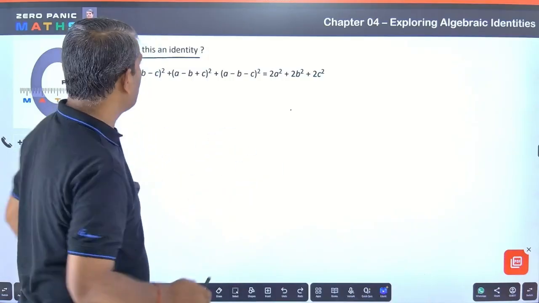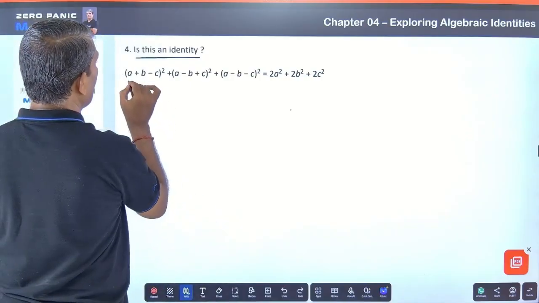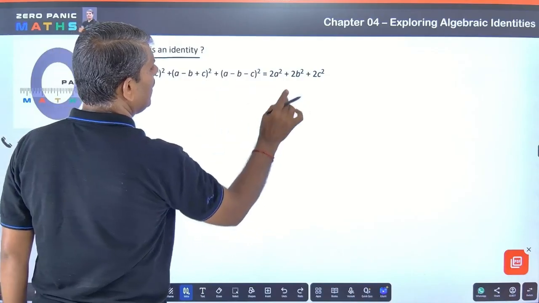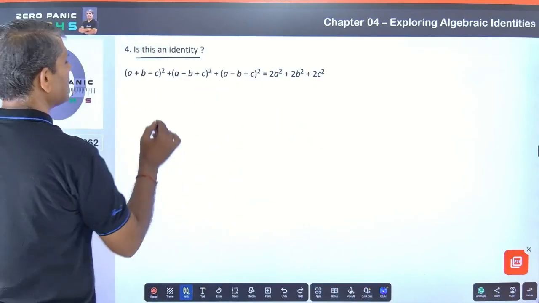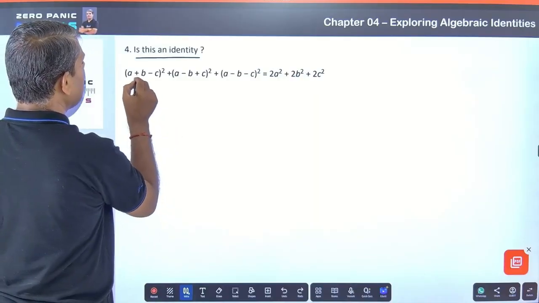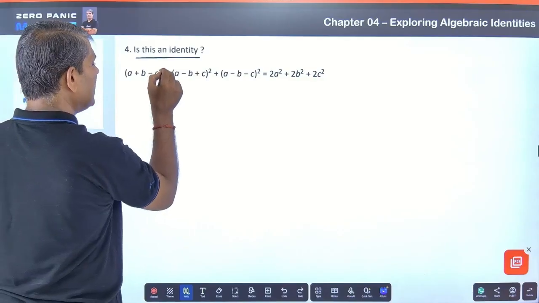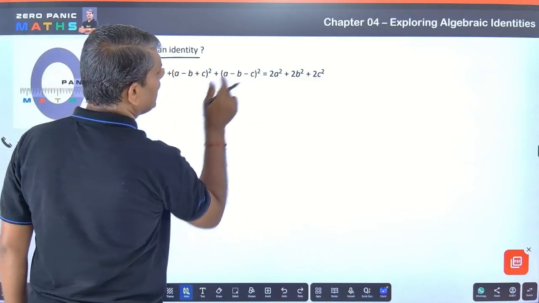Understood this, right? So let us expand all these three terms given in the left hand side and let us see whether it is equal to the right hand side or not. So it is the identity (a plus b plus c) whole square that we are writing thrice.